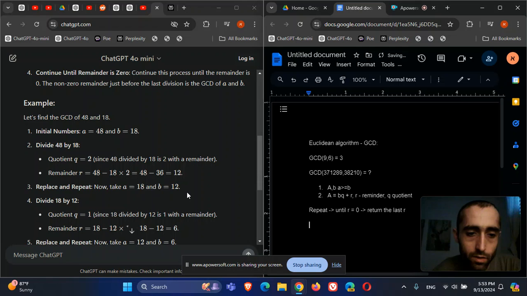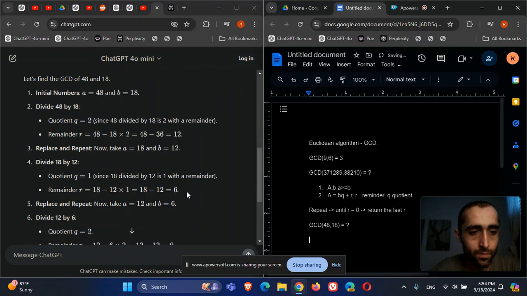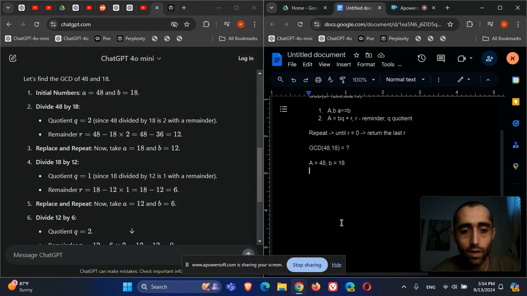Okay, let's see an example. It will be the best. Let's take the greatest common divisor of 48 and 18, which should be 6. Let's try to find it. We take a to be the bigger number, which is 48, and b to be the smaller number, which is 18. Now we start to divide until we get no remainder at all, and return the remainder before it became 0.